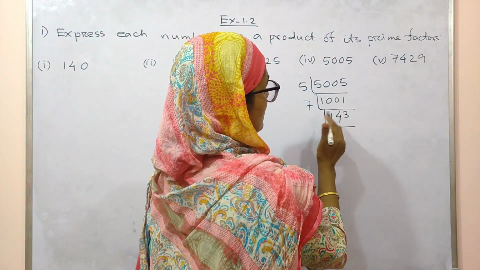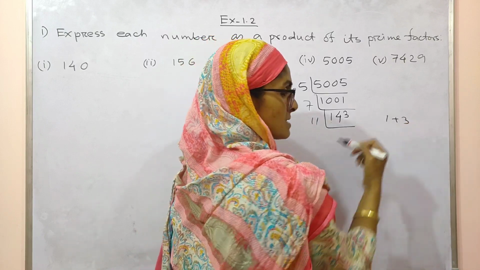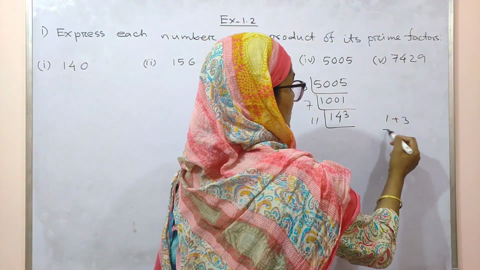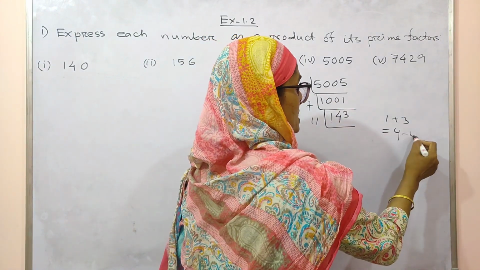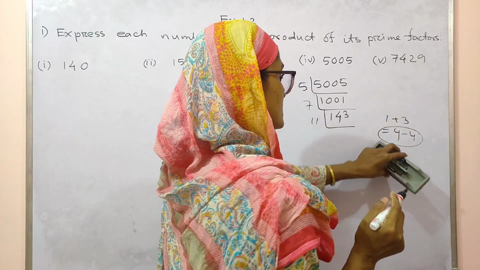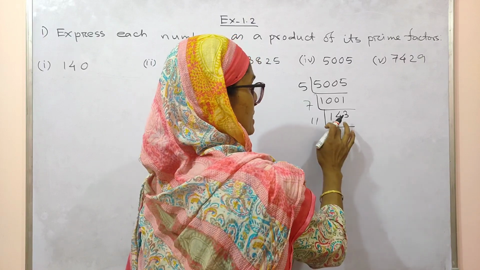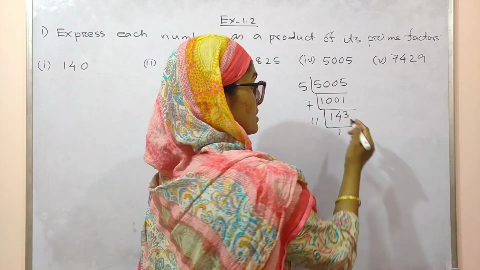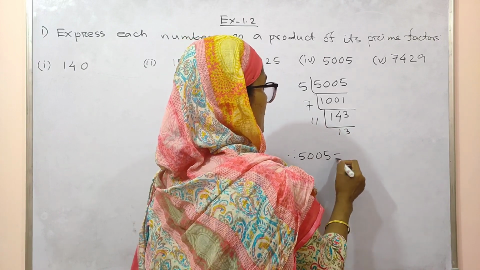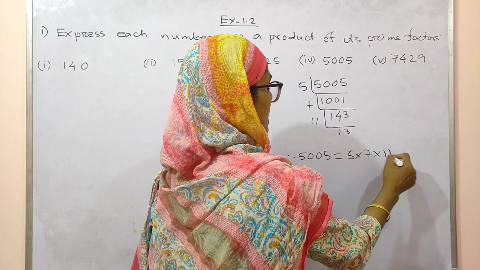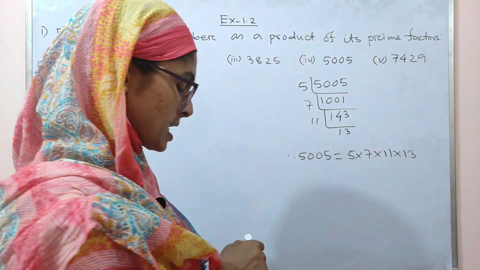Is this divisible by 11? This one, say the odd place digits, 1 and 3, the sum is 4, and the even place digits sum to 4, so 4 minus 4 you will get 0, so this is divisible by 11. So 11 times, you will get 3, 3 and 3, 33, 3 times. Therefore 5005 is 5 into 7 into 11 into 13. Product of prime numbers.